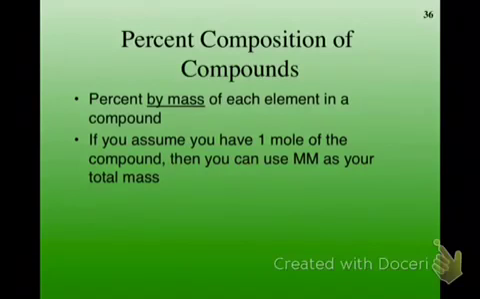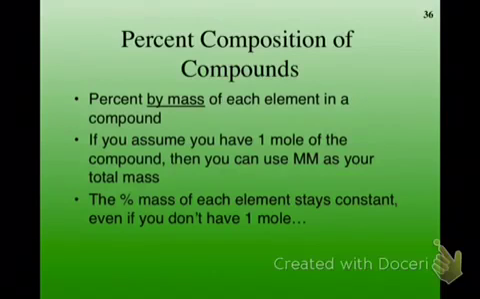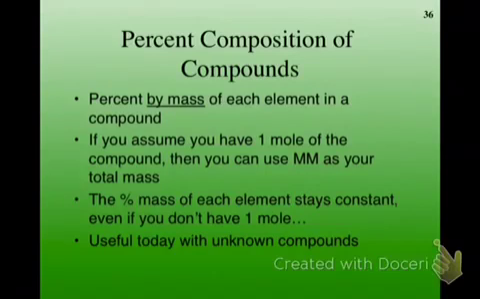If I just assume that I have 1 mole of the compound, then I can use molar mass as my total. And then it's a pretty simple calculation after that. The percent mass of each element stays constant even if I don't have 1 mole. And this is a really important piece to remember, and we'll do an example problem with this in a little bit. This is useful today with unknown compounds.